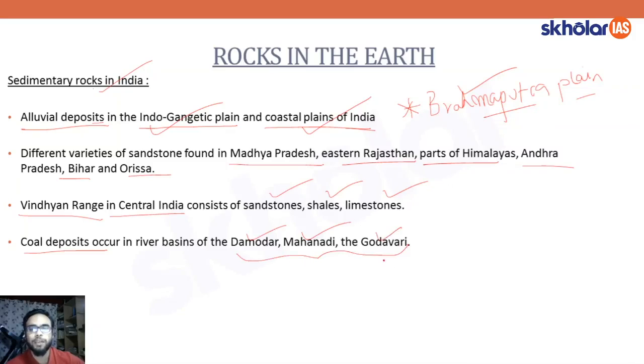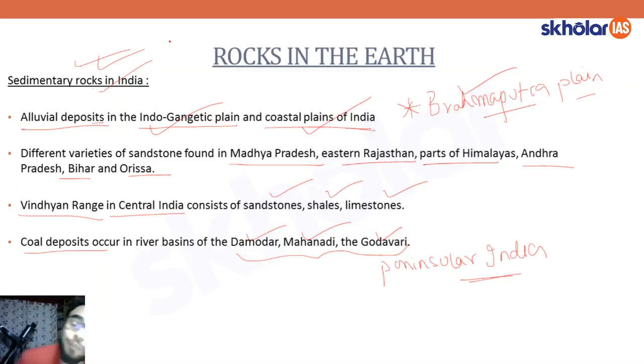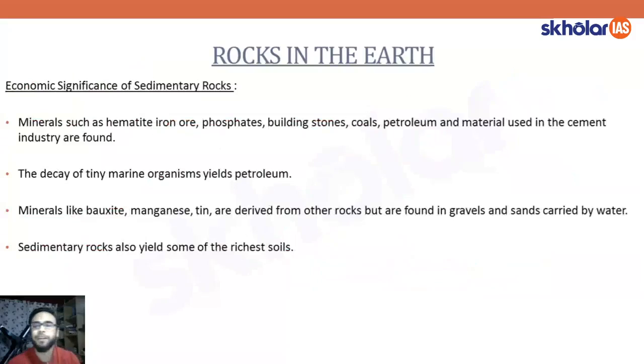These are rivers of peninsular India, right? Fine. So these are the areas where we find the presence of sedimentary rocks in India. Fine. So this is where your topic of sedimentary rock ends. So moving on from the sedimentary rocks, before ending this topic, let us also talk about the economic significance of sedimentary rocks, or why sedimentary rocks are important.